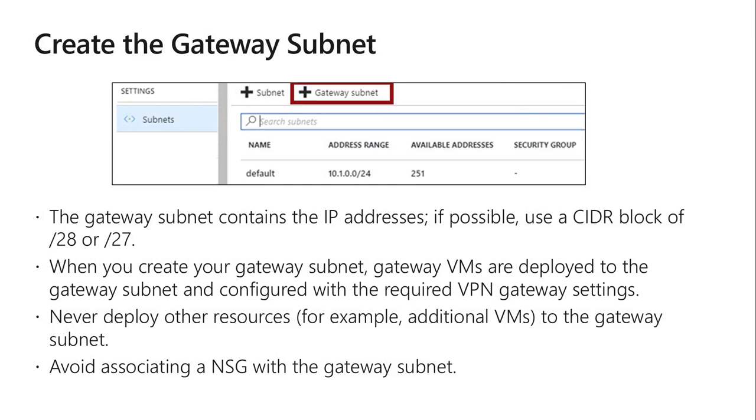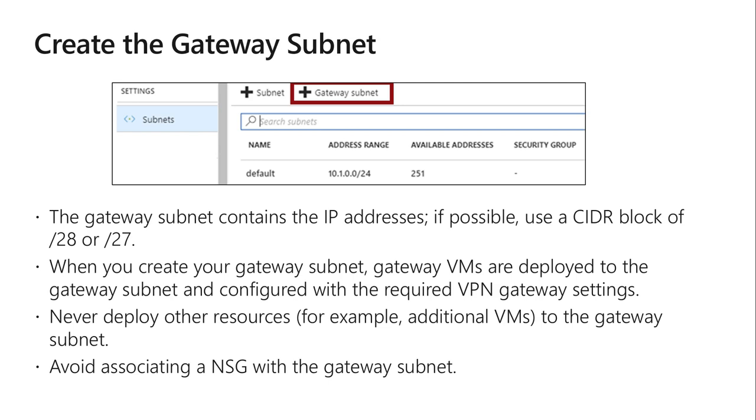Before creating a virtual network gateway for your virtual network, you first need to create the gateway subnet. The gateway subnet contains the IP addresses that will be used by the virtual network gateway. If possible, it's best to create the gateway subnet using /28 or /27 to provide enough IP addresses to accommodate any additional configuration requirements. You want the largest you have.